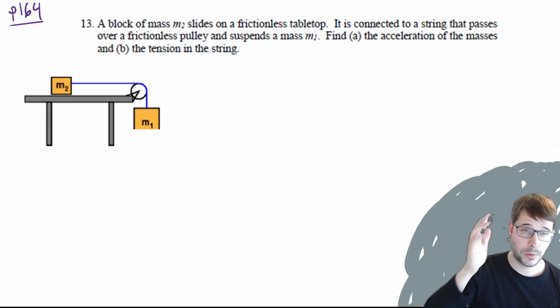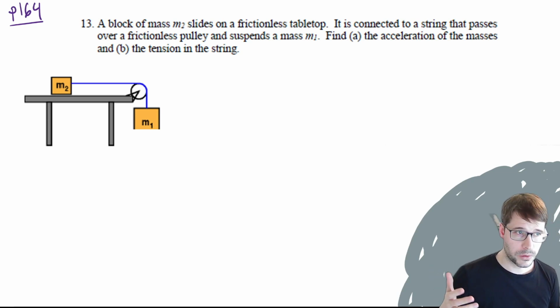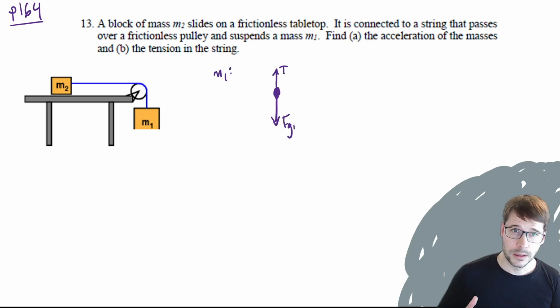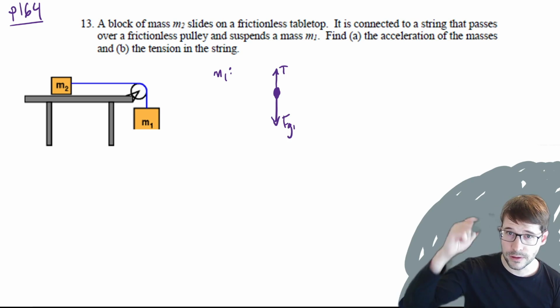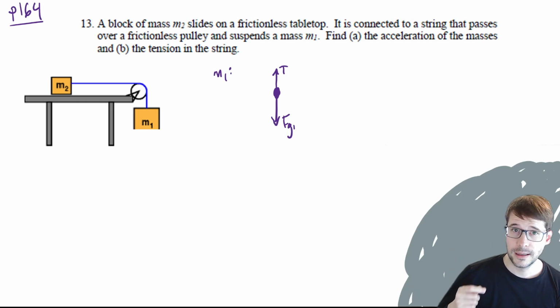Now, you'll see here this problem doesn't have any numbers. We're just going to solve this with symbols. We'll start off by drawing our force diagrams like we've done before. For M1, there's only two forces. There's gravity pointing down, there's a tension force pointing up. These are not going to be equal because block M1 is going to be accelerating downwards. So that means that the gravitational force is going to be bigger than the tension force.